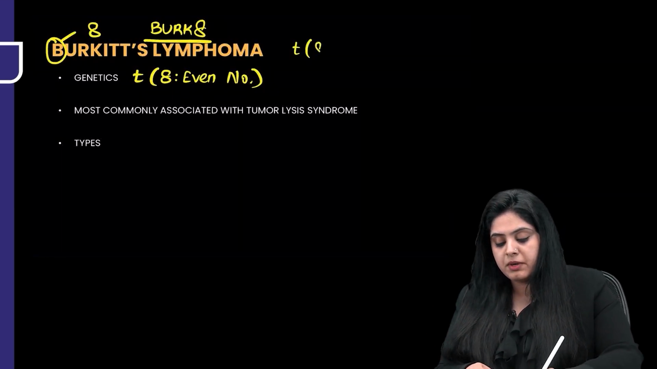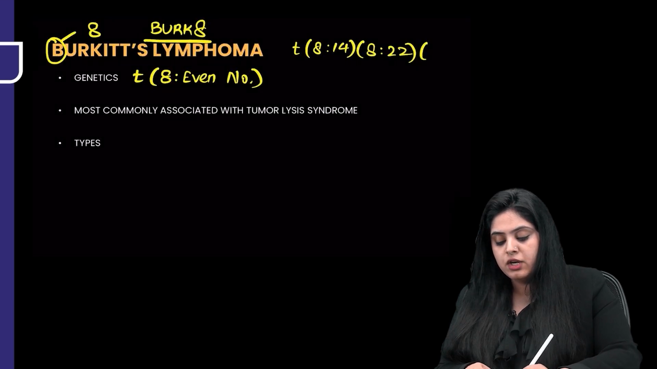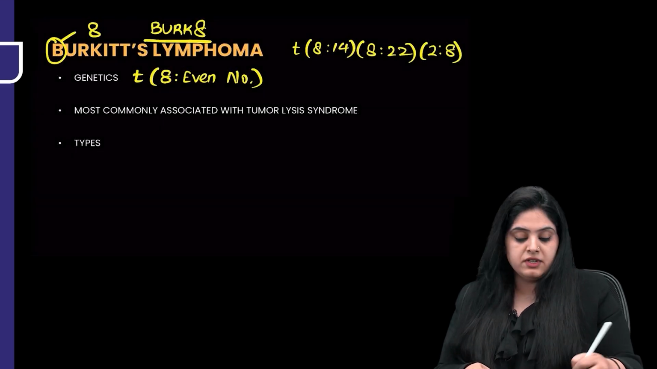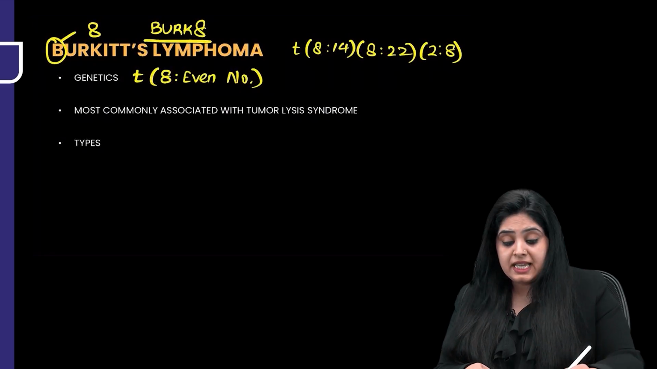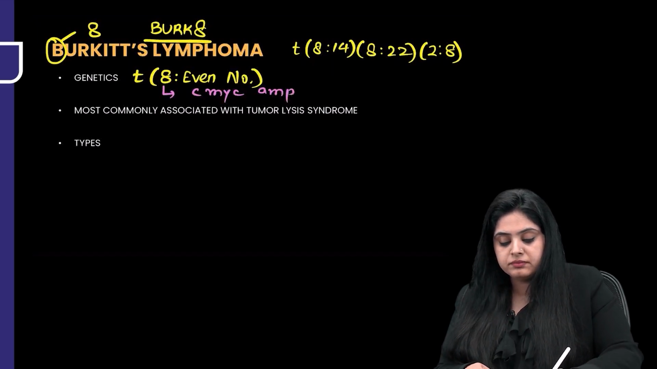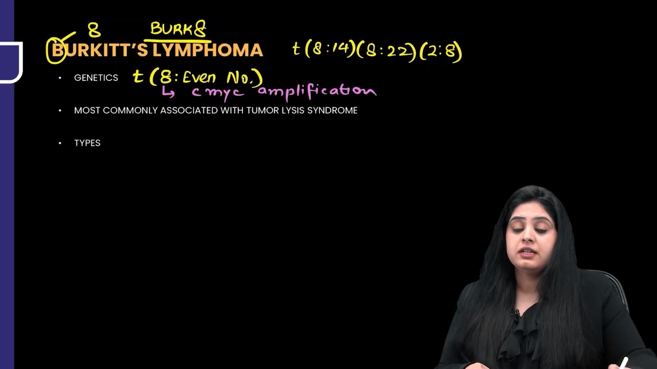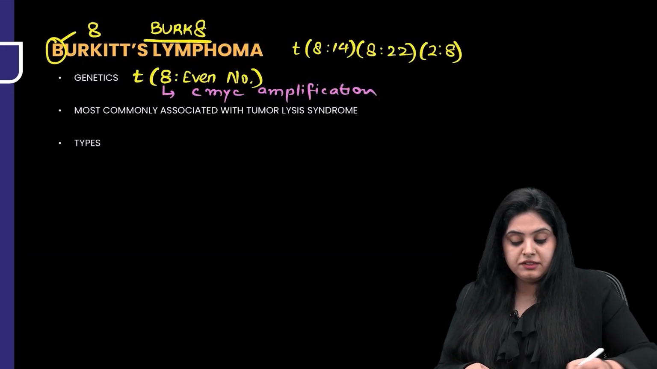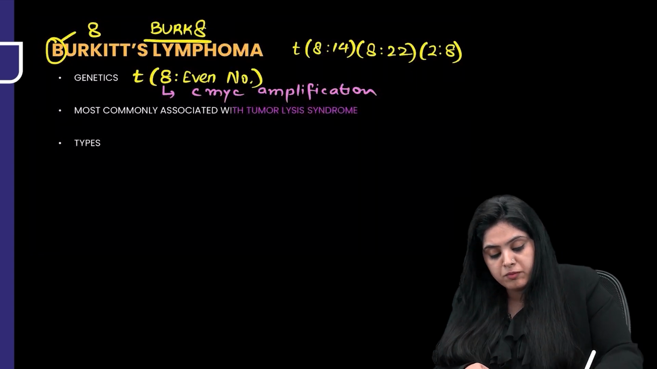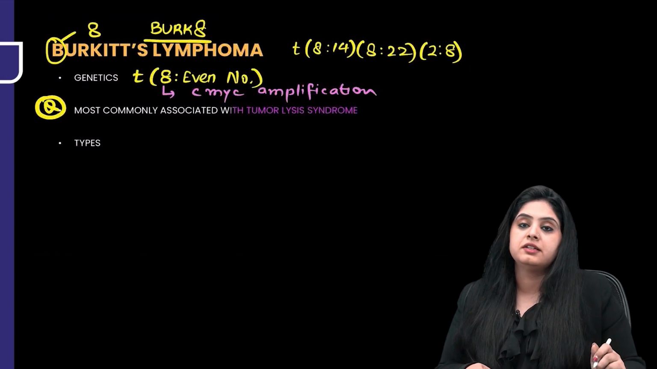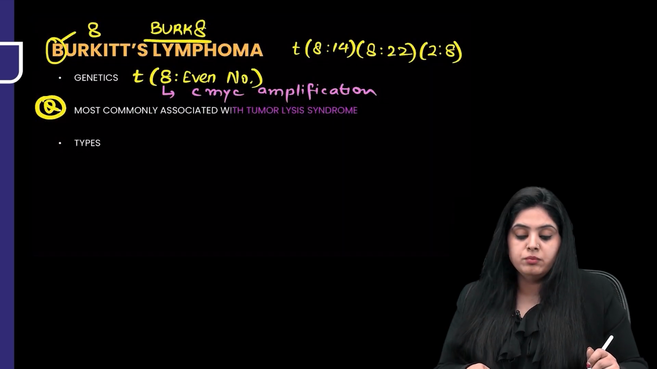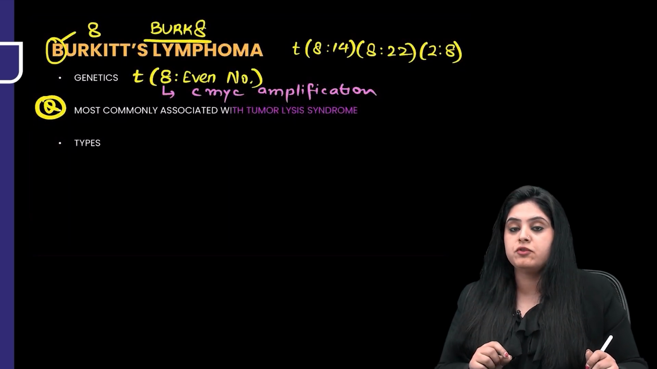So either you'll have 8 and 14, or you'll have 8 and 22, or you'll have 2 and 8. Some 8 and even number is going to be there. And 8 signifies C-MYC amplification. That is what is important. So C-MYC is amplified. Please remember that this is very commonly associated with tumor lysis syndrome. Very famous question in medicine. The lymphoma associated with tumor lysis syndrome is Burkitt's lymphoma.